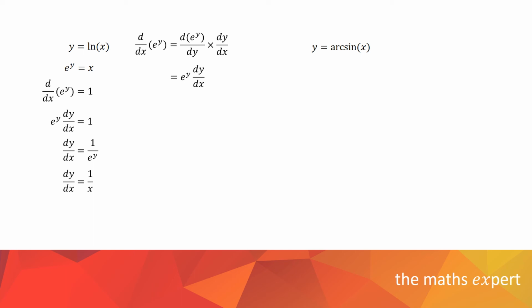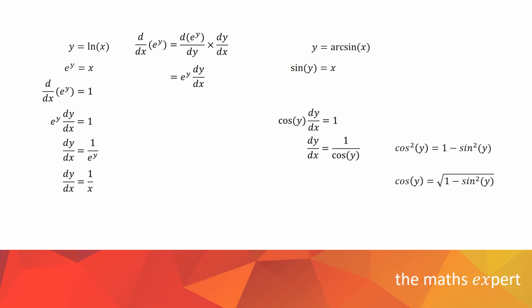Arcsine x will follow a similar pattern. I will leave it to you to form the chain rule, but my expression will be dy by dx is equal to 1 over cosine y. The manipulation to get a function in terms of x is more complicated, but I can use the Pythagorean identity to get that cosine y is equal to the square root of 1 minus sine squared y. As sine y is equal to x from the original rearrangement, I get the derivative of 1 over root 1 minus x squared.